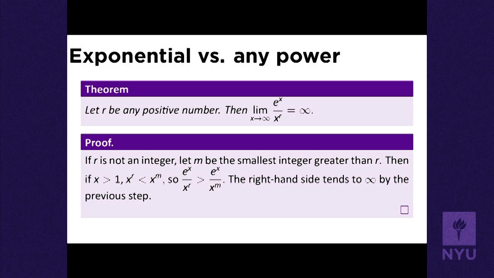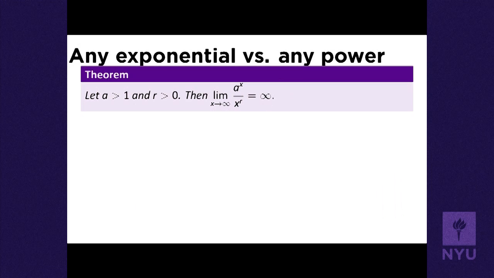And by the previous steps, that one would have an infinite limit. Okay? So I took those cases I did before and sort of generalized them, which is kind of nice. So even more general, you can say that any exponential function beats out any power function, not just e to the x, but a to the x when a is any base which is bigger than 1.